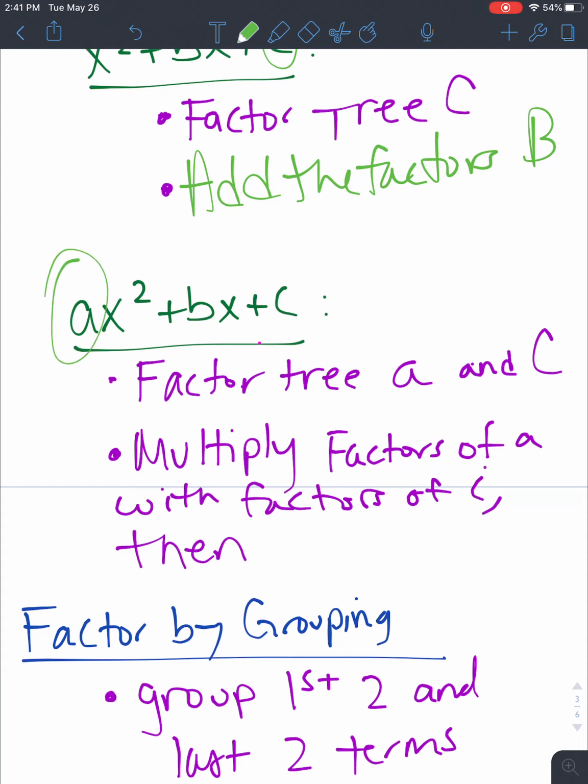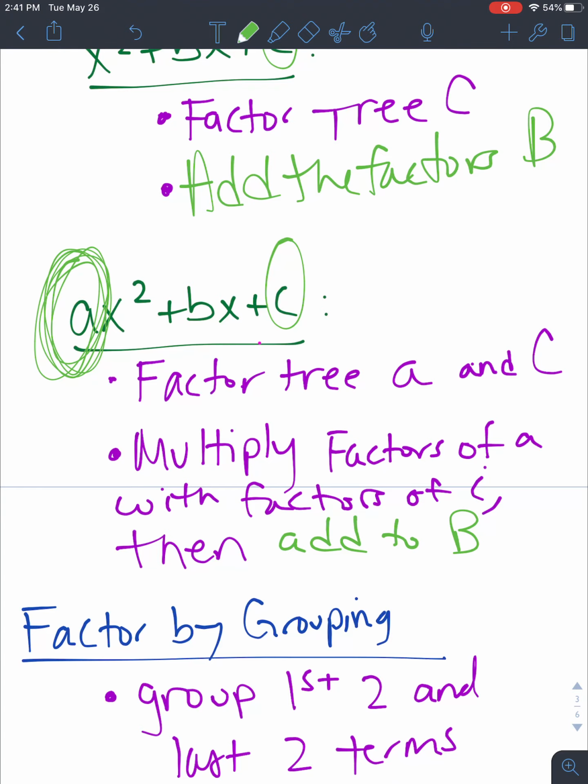Now, sometimes your binomial has a number in the very front that's not 1. If you have a number that's not 1, then you're going to create a factor tree for A and C. And then you're going to multiply the factors of A with the factors of C to see which ones add to B.